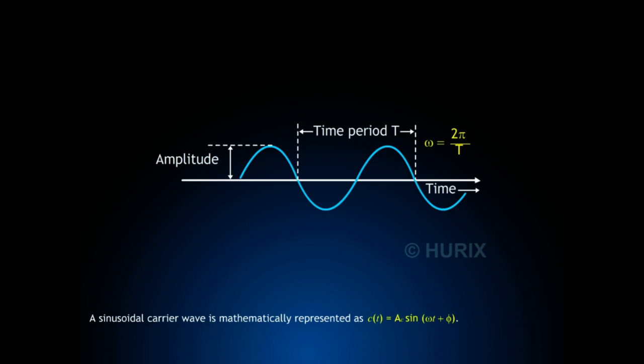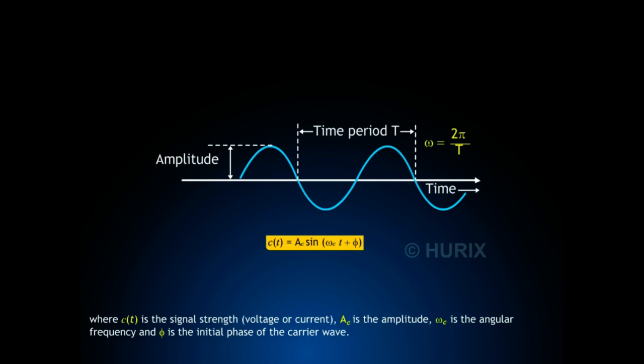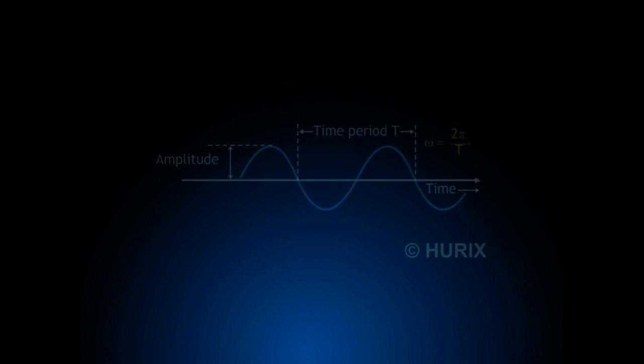A sinusoidal carrier wave is mathematically represented as c(t) = Ac sin(ωc t + φ), where c(t) is the signal strength, voltage or current. Ac is the amplitude, ωc is the angular frequency, and φ is the initial phase of the carrier wave.